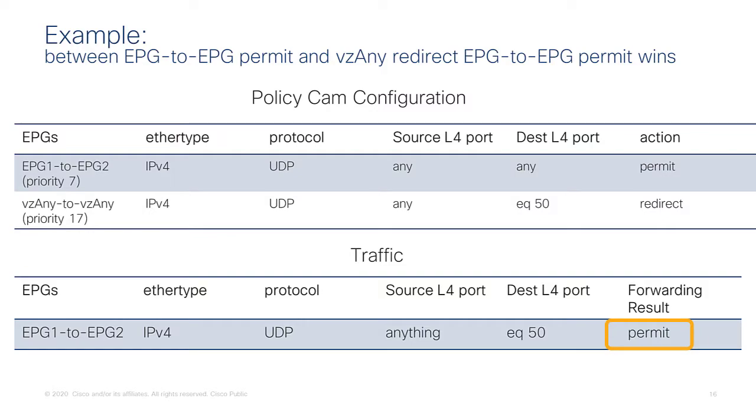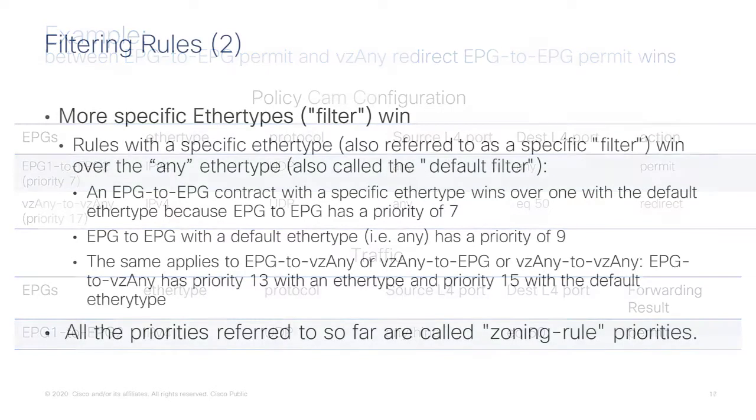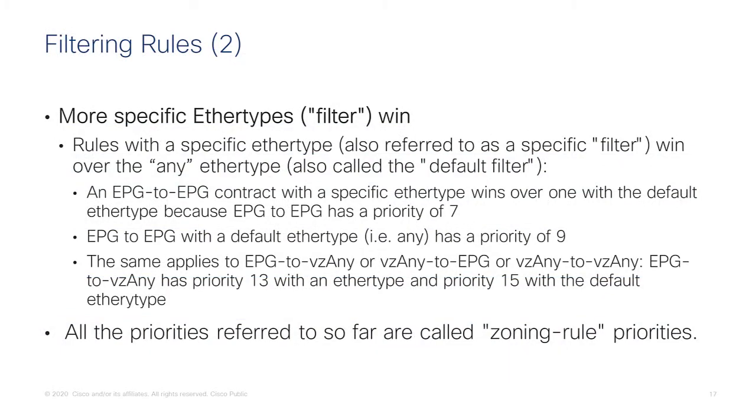So what matters is the fact that it's matching the rule with priority 7, even if port 50 could let you think that the vzAny to vzAny would be matched, but it's not the case. Filtering rule number 2. More specific filters also have an implication on which zoning rule priority the contract configuration gets. So this at a first level seems to contradict what I just said about the filtering rules. This is about ether type, okay?